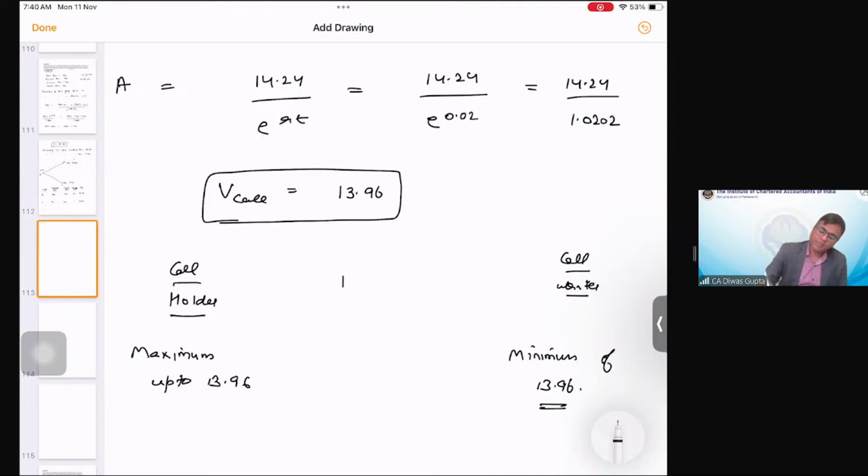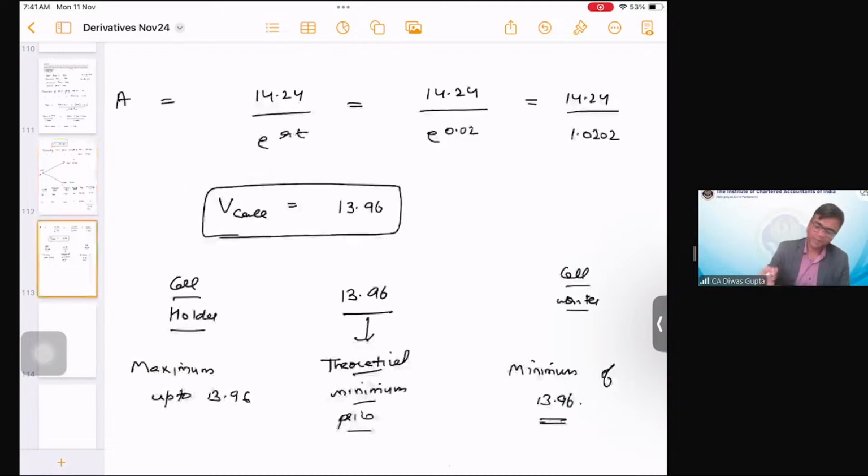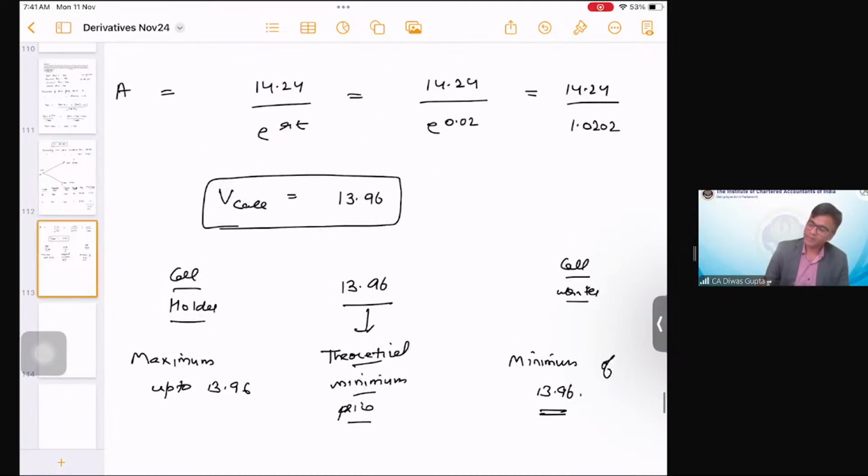So 13.96 actually becomes the theoretical minimum price, students. Correct? Similarly, in case of options that we understood, right? So the same nomenclature also fits in here. So at this price, the arbitrage is not possible. So that's why we call it a theoretical minimum price. Clear?